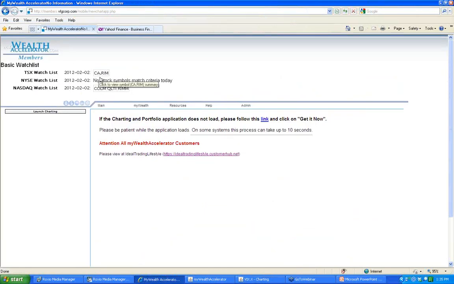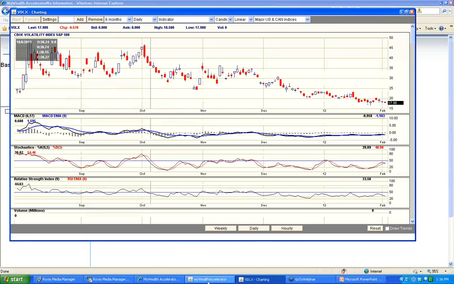So right off the bat, I can actually see that Research in Motion is on both the NASDAQ and the TSX. So it'll be interesting to see what's going on with them. We know that Research in Motion and their BlackBerries have not been doing very well recently. So it's nice to see that on the list there.